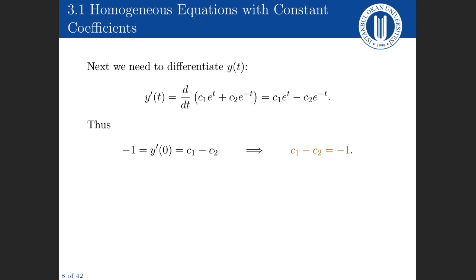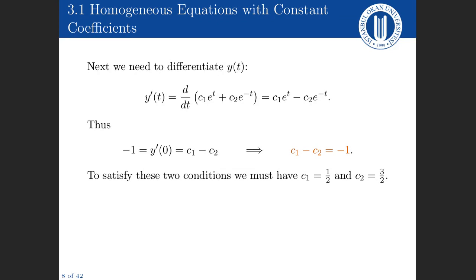We know that y prime of 0 must be equal to minus 1. And we now know that if t is equal to 0, we get c1 minus c2. So we get another equation. c1 minus c2 is equal to minus 1. We have a linear system of 2 equations for c1 and c2.